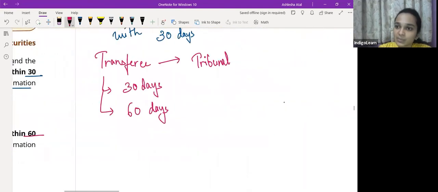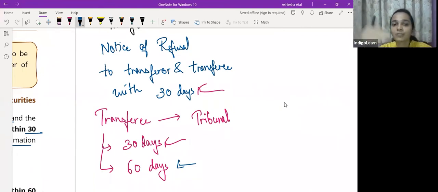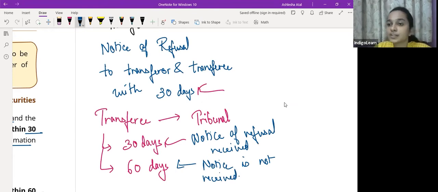Effectively देखा जाए तो दोनों ही केस में 60 days ही आएगा. How is that so? नोटिस ऑफ रिफ्यूजल के लिए कंपनी के पास 30 days थे और यहाँ पे 30 days थे. द ट्रांसफरी हैड 30 days एंड ये 60 days जो है दिस इज इन अ सिचुएशन जहाँ पे नोटिस ऑफ रिफ्यूजल मिला ही नहीं. तो इफेक्टिवली इफ यू सी 60 days का टाइम स्पैन है, but there is a difference in both the situation. This is a case where notice of refusal has been received. And this is a case where notice is not received. Okay. So this is in a situation private company ने refuse किया है.